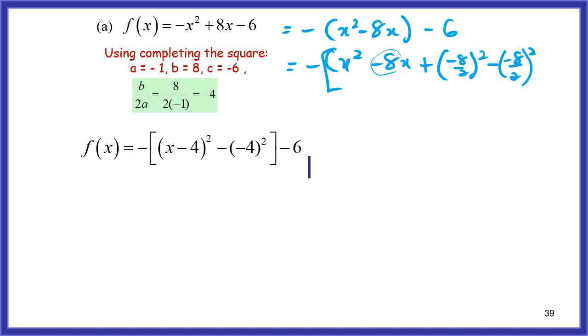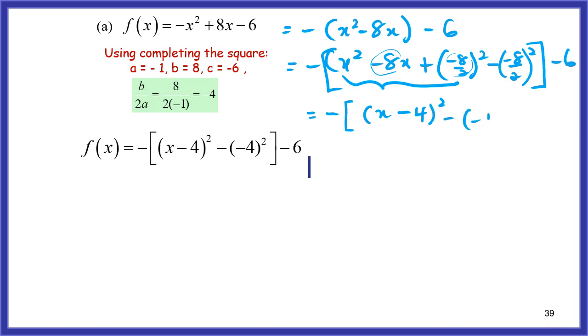Okay, so this one in the bracket of negative minus 6. And after that, this part will be a complete square. So negative of x minus, x plus negative 8 over 2, will be minus 4 squared. And then here we will have minus of negative 4 squared minus 6. Okay, so we have here it's negative, and then don't forget to open the bracket.